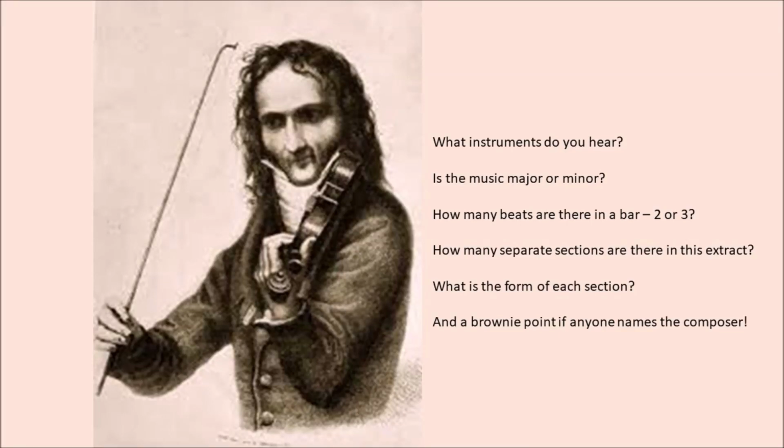So, here are your answers. It was simply one violin unaccompanied. It's in a minor key. There are two beats per bar, or you, I guess, could have put four because you can never really tell two or four apart by just listening. And there were three separate sections. Each section had a first half repeated and a second half repeated, which is called binary form.